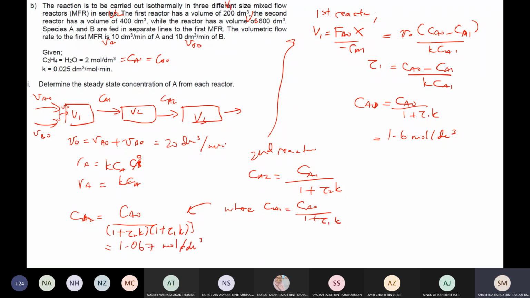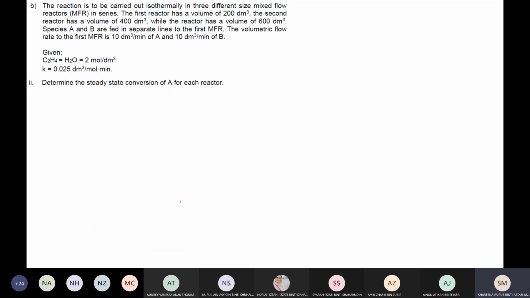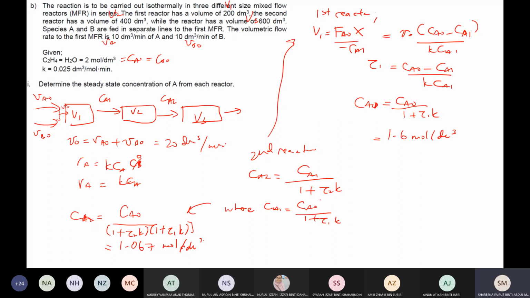Okay, so CA3 ulang balik macam tadi. Okay, replacekan dia balik. Okay, whereby CA3, okay, I tulis kat sini lah. CA3 is equals to CA2 over with the 1 plus tau 3K. Okay, ini I dapat dari mana? Ini semua daripada sini tau, rearrangekan dia balik.